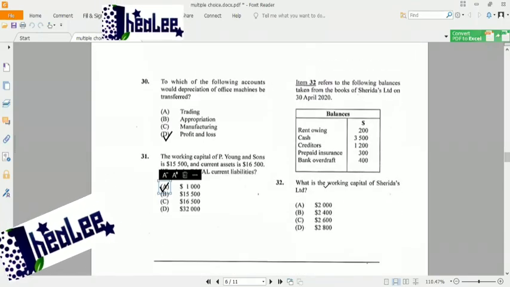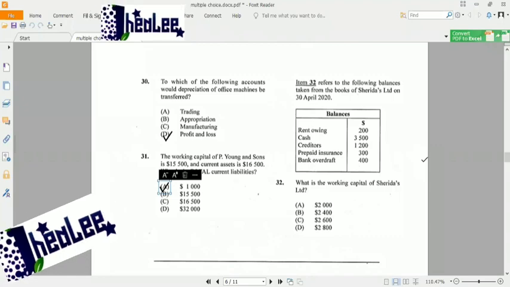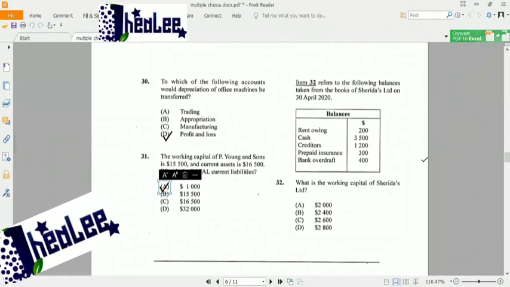Number 32. So you're given some information and they're still testing your working capital knowledge. They want you to ascertain what is the working capital of Sharidas Limited. And here we go. What would form our current asset? Cash. Prepaid insurance, yes, good.